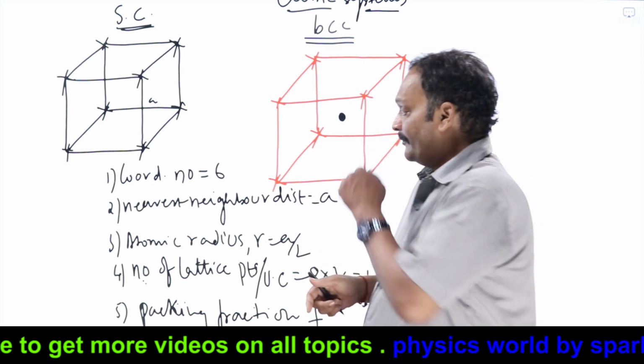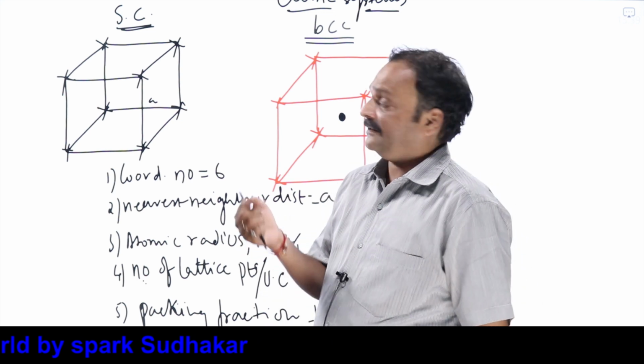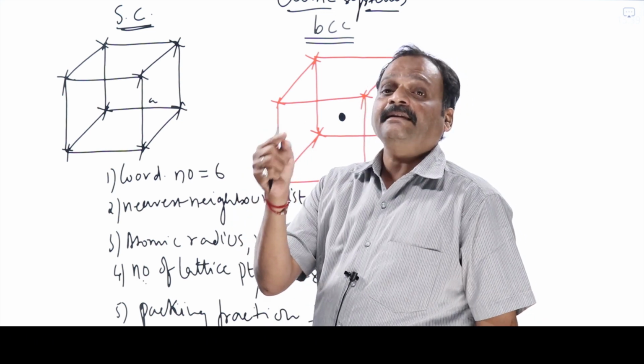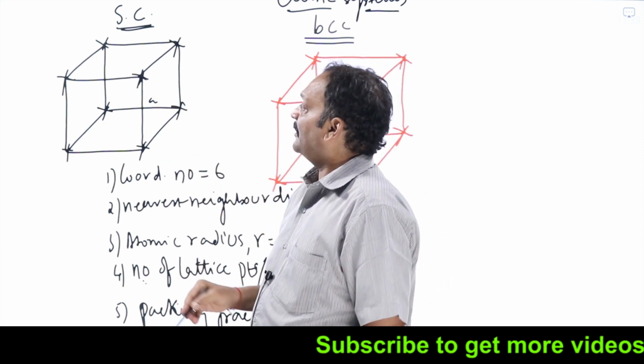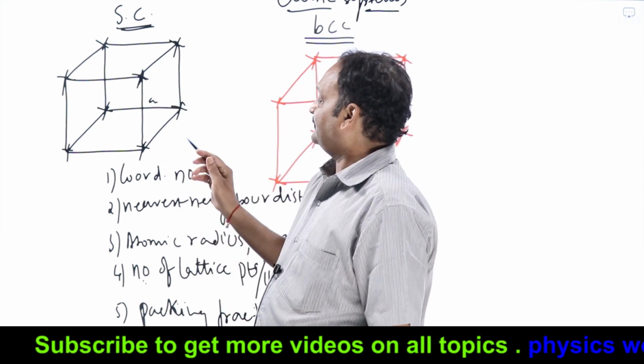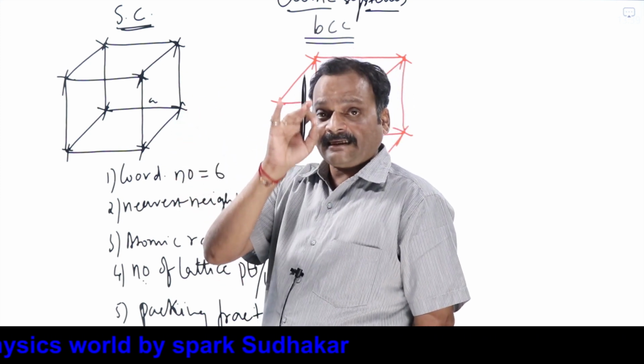What are they? First one is coordination number. What is coordination number? It is the number of nearest equidistant neighbors. For any lattice point on a simple cubic unit cell, we should see the coordination number not only in a single unit cell but in the entire crystal lattice.